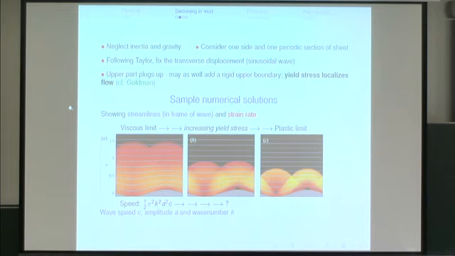So as I mentioned, the upper part plugs up. What that means is that there's a localization effect. The yield stress localizes flow to within a short area near the swimmer. And you see that in these numerical solutions. I'm not going to show you any more details of the calculations. These are numerical computations that we've done.